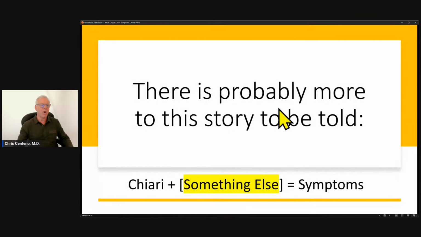So there's probably more to this story to be told. I would imagine over the next 5 years, we'll see much more research into the something else as to why patients get symptoms in Chiari. And there are probably going to be other something else's that are discovered here. And there may be others out there that are in the process of being papered right now, if you will, with the proper research.